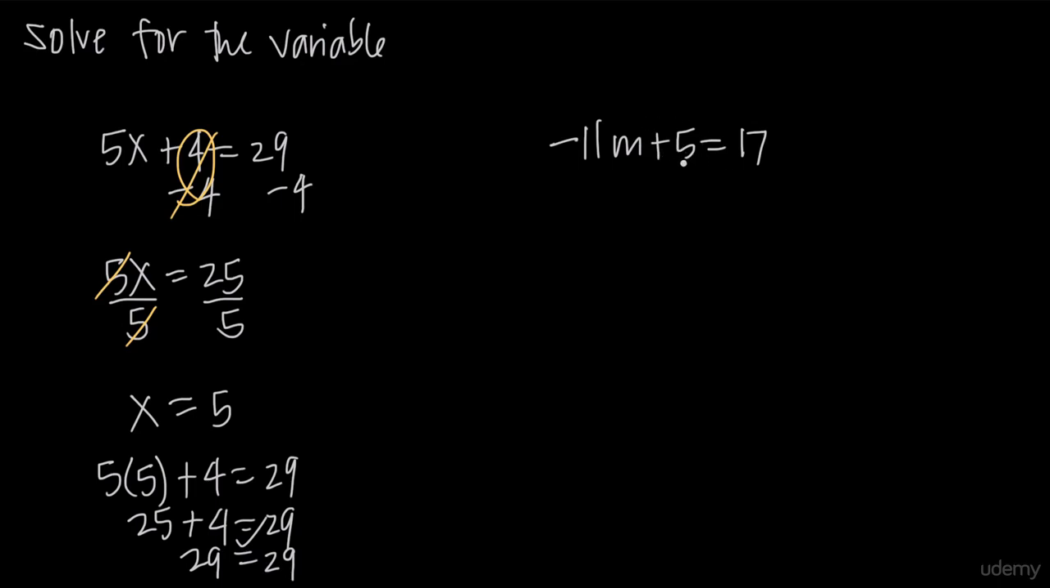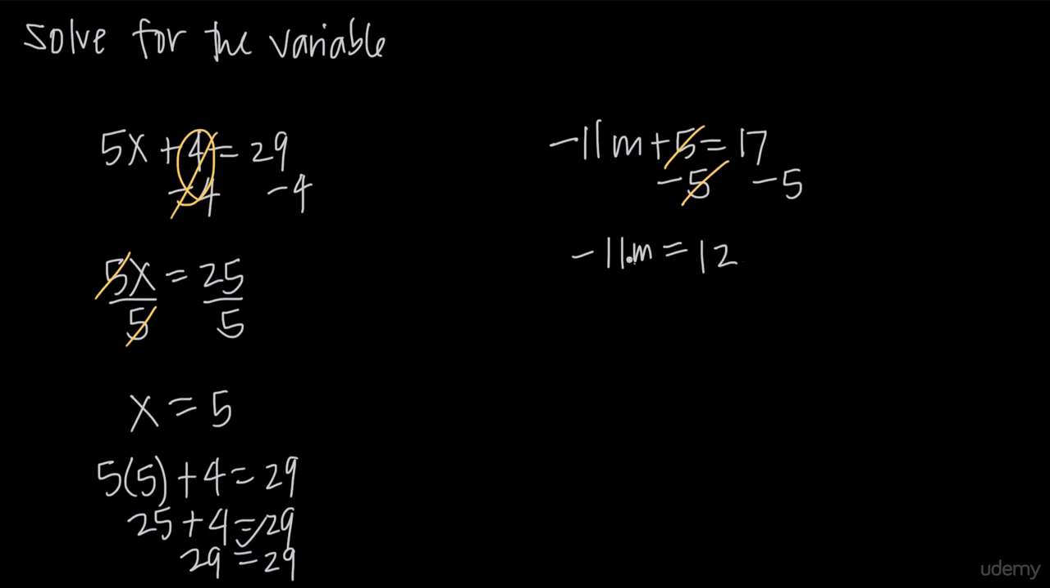Because we have addition, we want to do the inverse operation, which is subtraction, and subtract that same value. But of course, we also have to do that on the right-hand side in order to keep everything balanced. Our positive 5 and our negative 5 will cancel and become 0, leaving us with just negative 11m is equal to 17 minus 5, which we know is 12.